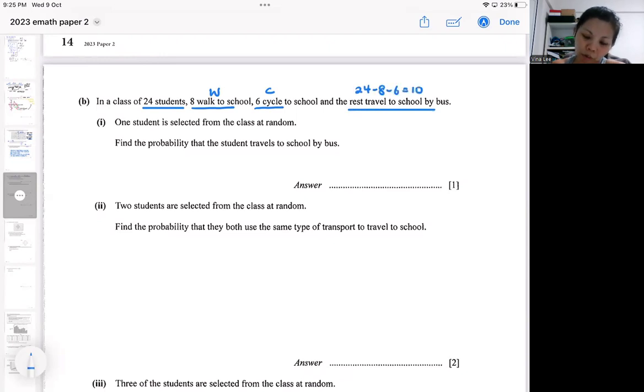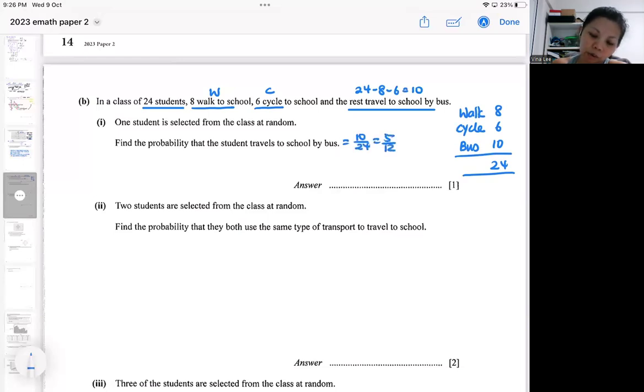So you need to organize the data. Walk is 8, cycle 6, by bus is 10. So the total is 24. From here, the first part is quite easy. You calculate the number and then the probability will be 10 over 24, and then you can just reduce it. So most of you should be okay with this.